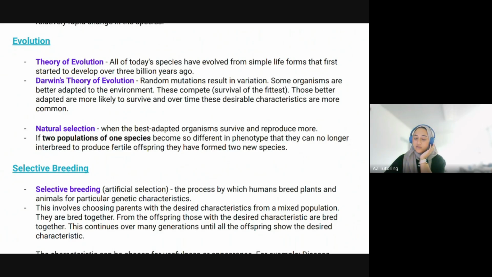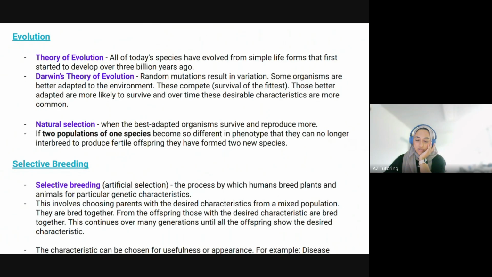So he says that random mutations result in variation. Mutation is just a change in the DNA, essentially, that's happened. Some organisms are better adapted to the environment. They compete, so survival of the fittest.